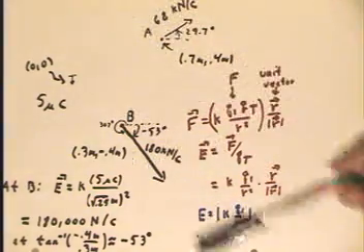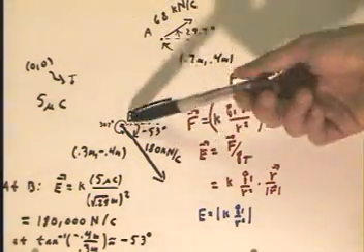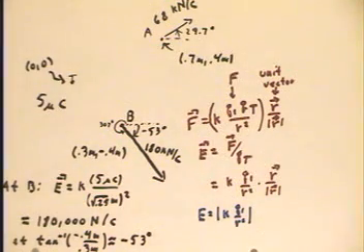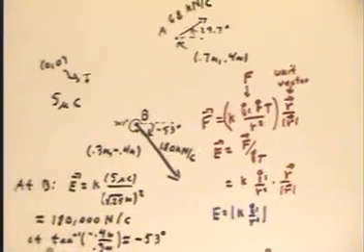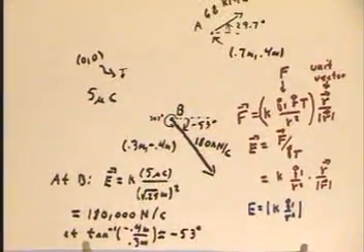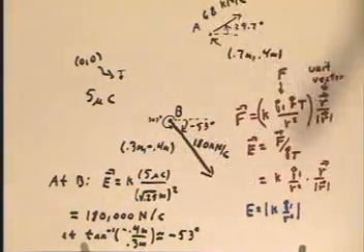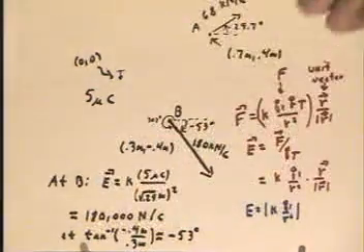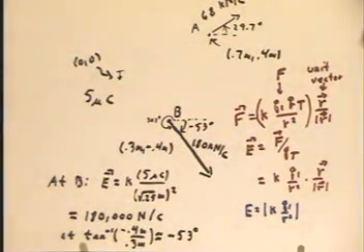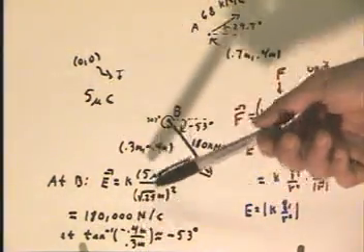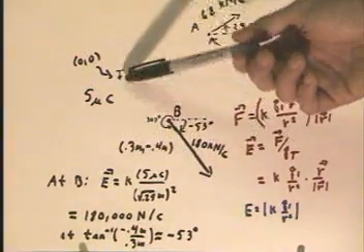And we make a very similar calculation at point B. The calculation gives us an electric field of kq over r squared, 180,000 newtons per coulomb. The angle is the inverse tangent of the negative 0.4 over the 0.3.